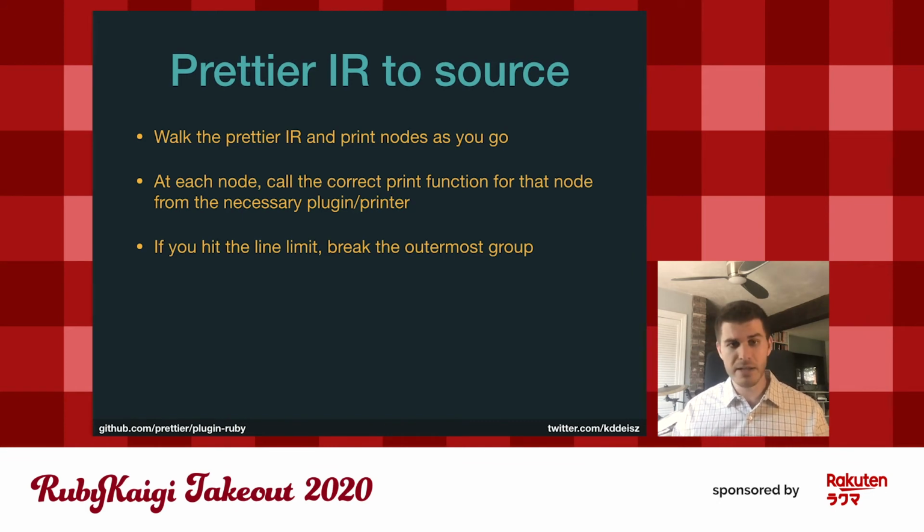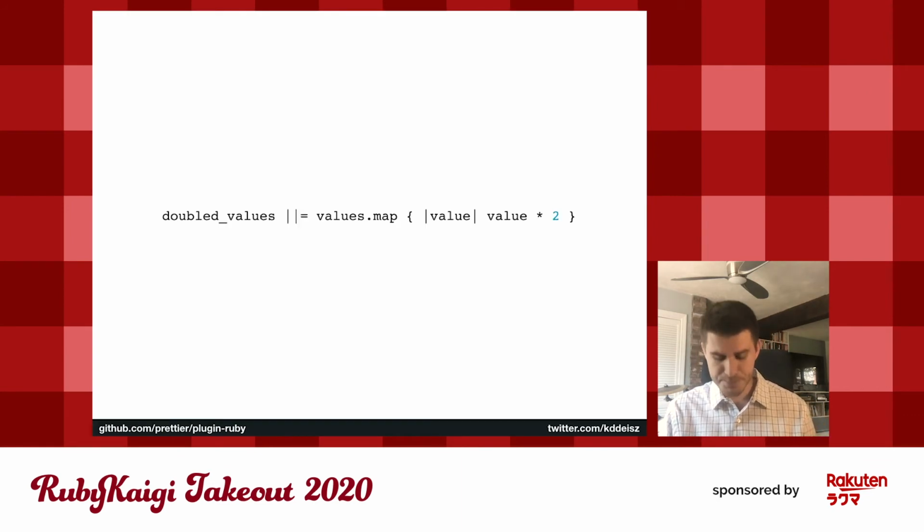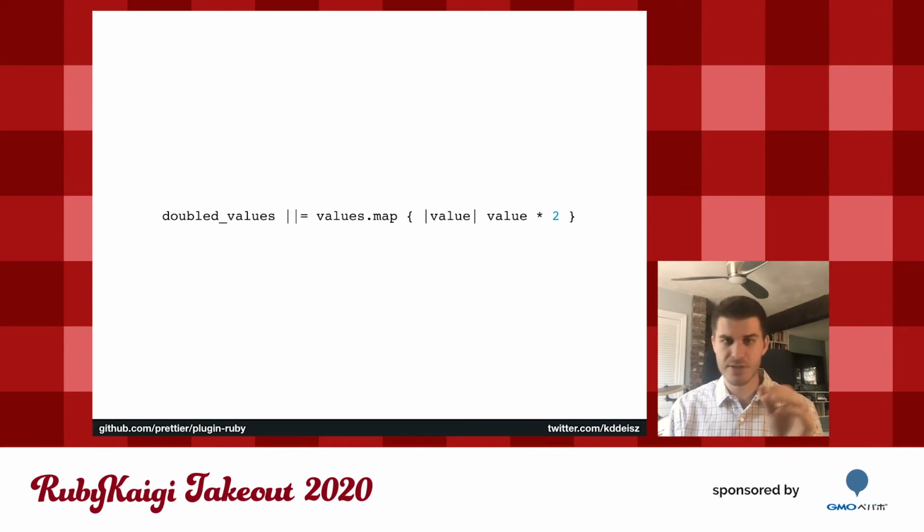And then if you hit a line limit, then you're going to break the outermost group and shift it back. To give a concrete example of what this looks like, let's look at this small Ruby segment that has an overall op_assign node. And what it's doing is doubling the value of a list of items. Let's say that our line length was actually much shorter than 80 characters. It's whatever it is, and this is too long.